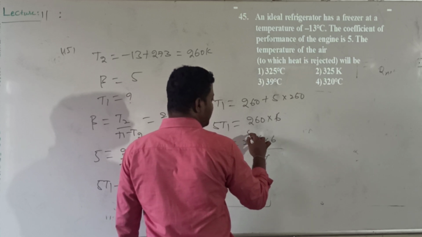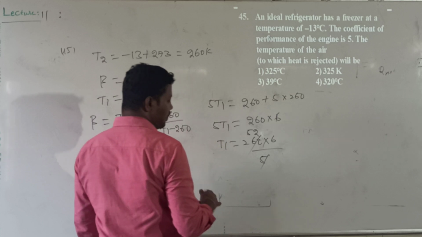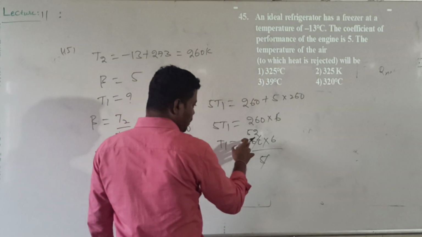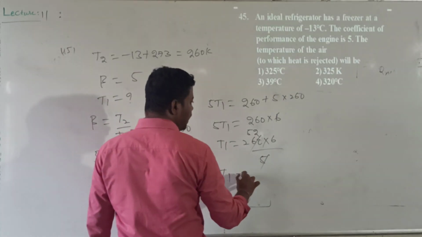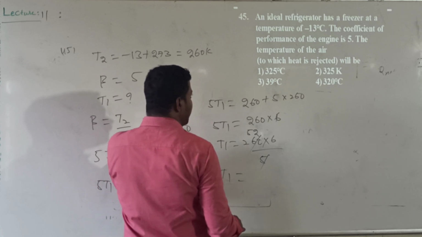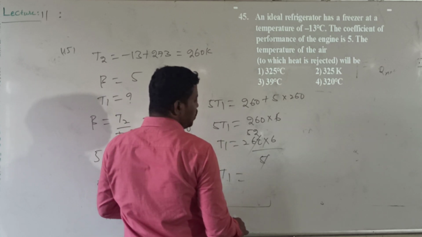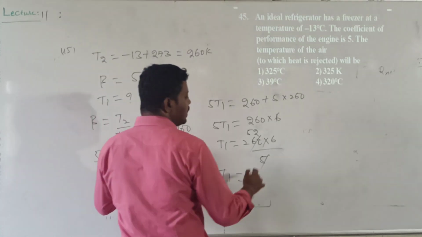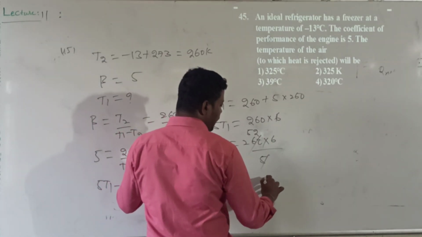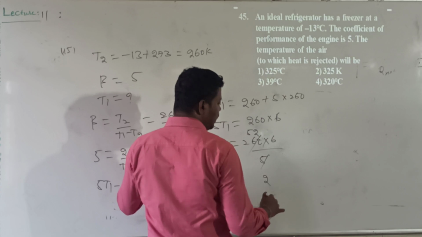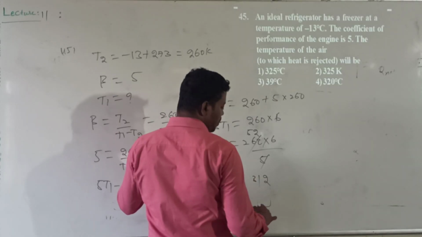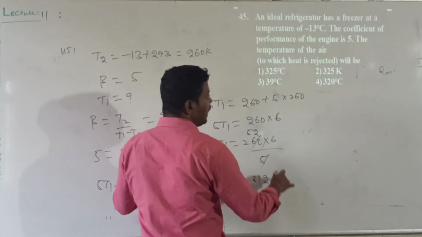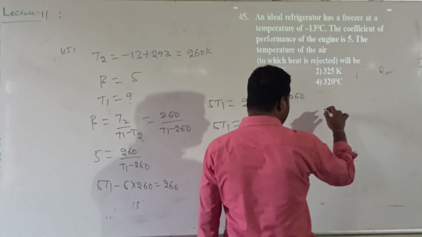5 T1. 5 5s are 25 and 5 2s are 10. Correct? So what is the T1 value? Which is given by 52 into 6. So what will we get as the answer? 2 6s are 12, 6 2s are 12. So 312. This is the value in Kelvin, but all the answers are given in centigrade.